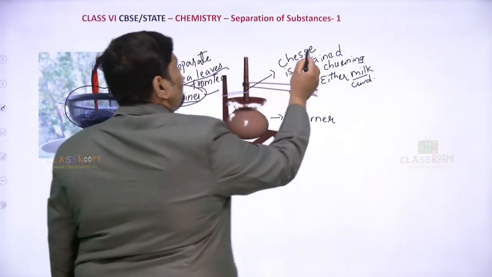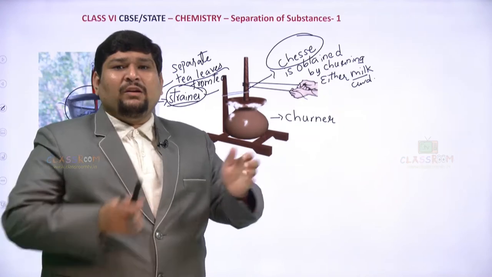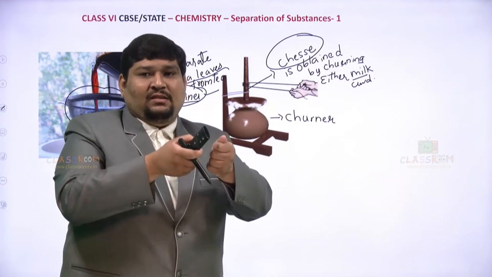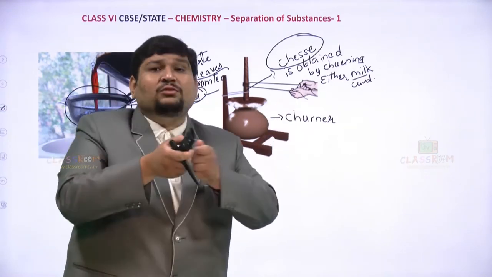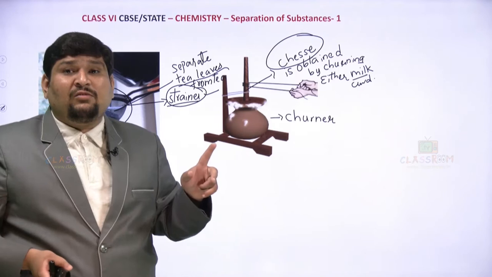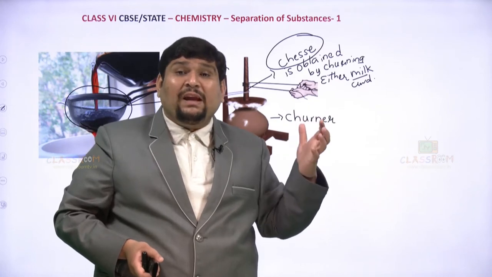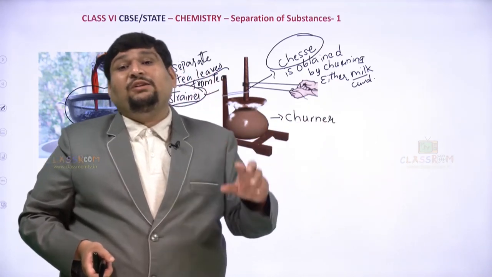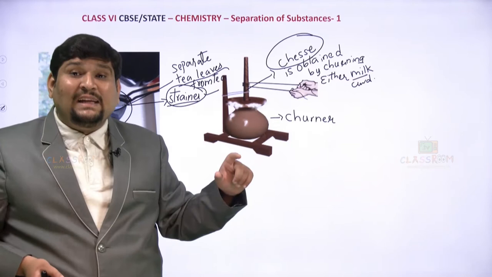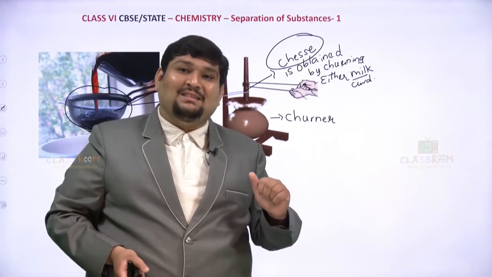In this case also, you want to separate the cheese from the mixture of milk or curd. When you agitate it, you can see the person who is trying to hold the churner and churn. That is nothing but agitating or mixing it. So we obtain cheese by churning, separating it from the mixture of milk or curd. This is also one among such separation techniques, where we separate the cheese from milk or curd, isn't it?